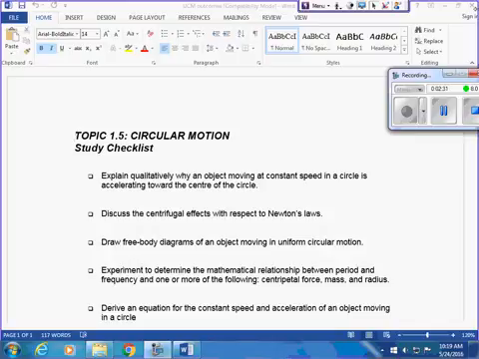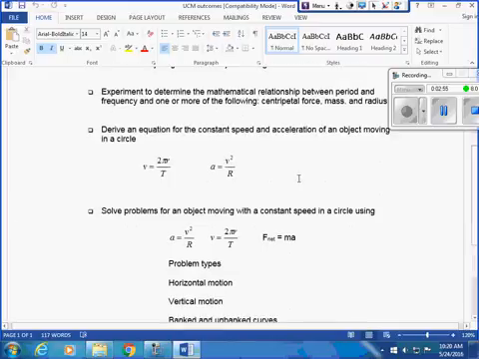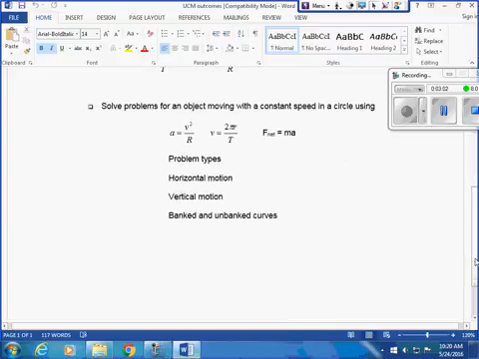Experiment to determine the mathematical relationship between period and frequency and one or more of the following: centripetal force, mass, and radius. We'll be doing that tomorrow and Wednesday in class. It'd be really nice if we could do it all in 1 day, but for some reason, a 1-day lab has turned into 2 days in the last 5 years. We will derive an equation for the constant speed and acceleration of an object moving in a circle. I will do that for you based on our results from the lab, and that's the equations we're going to get. And then we will solve problems for an object moving with constant speed in a circle using those formulas.